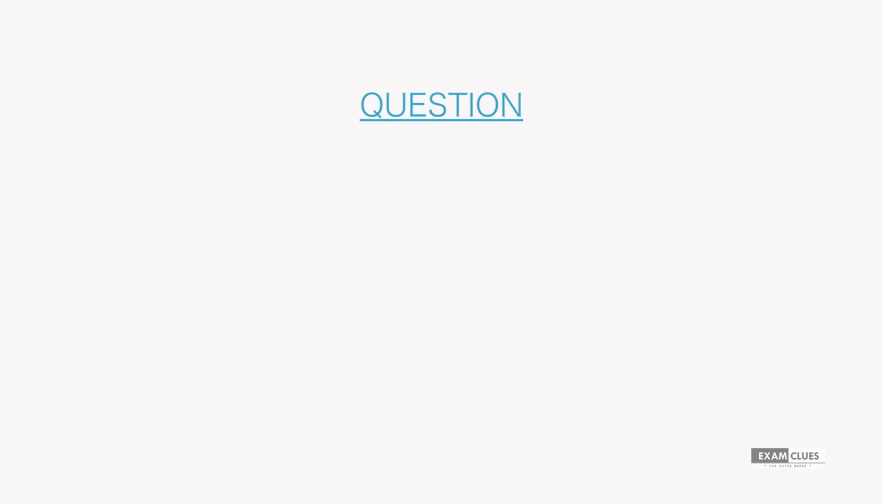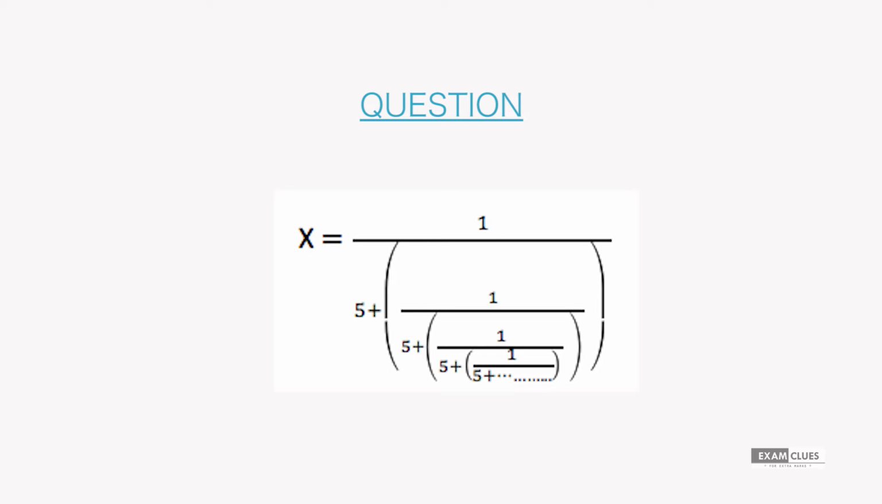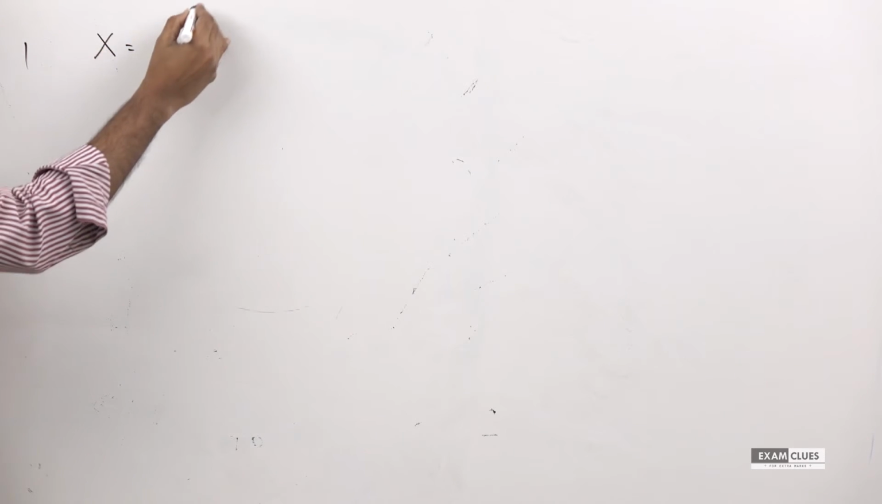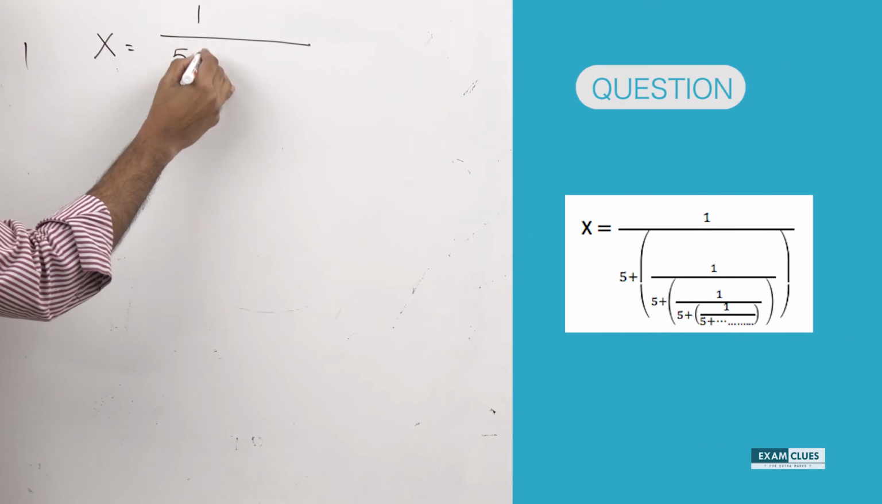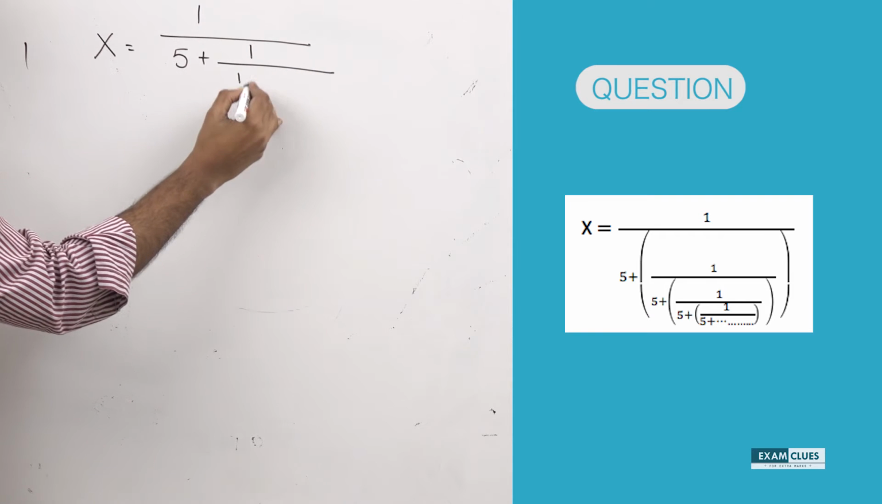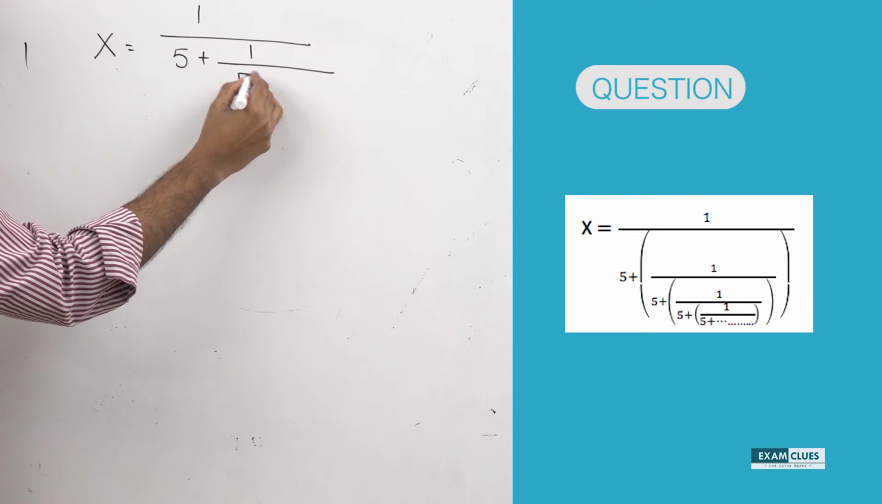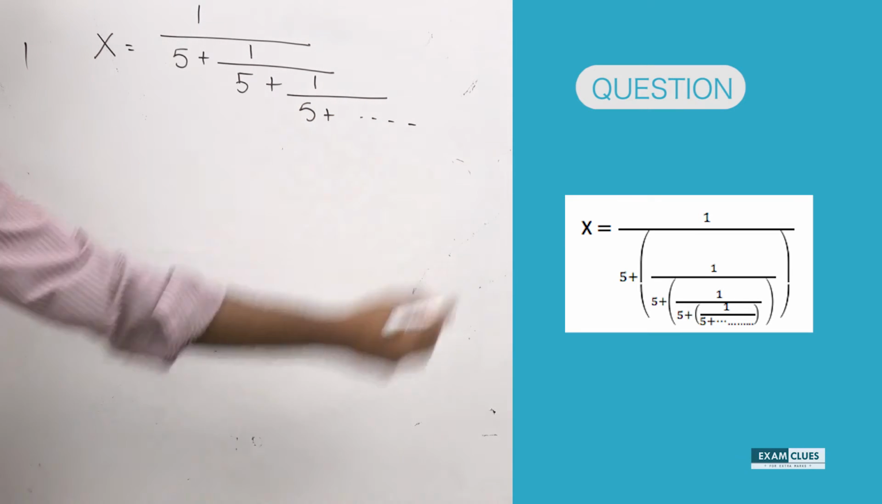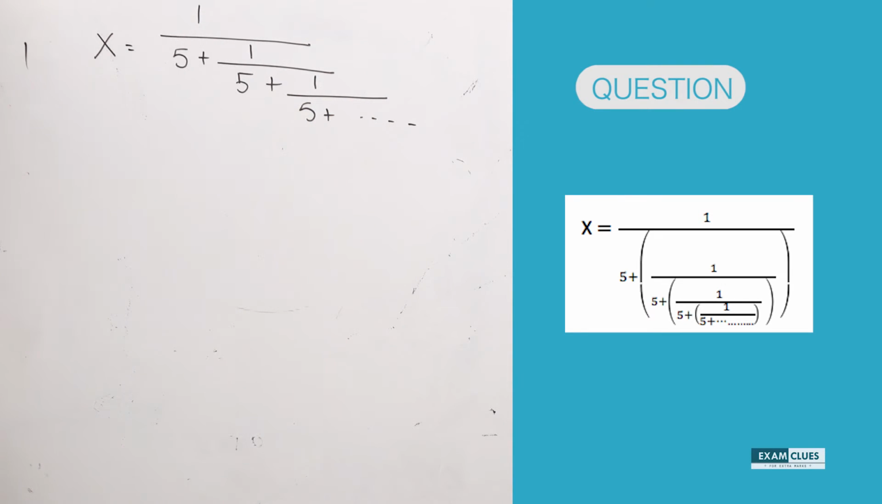The question is, if x is equal to 1 divided by 5 plus 1 divided by 5 plus 1 divided by 5 plus and so on, what is the value of x? I am just writing it here. X is equal to 1 divided by 5 plus 1 divided by 5 plus 1 divided by 5 plus and so on. Let's look at the answers.